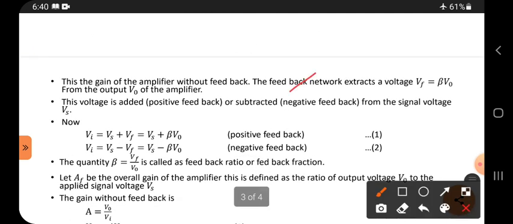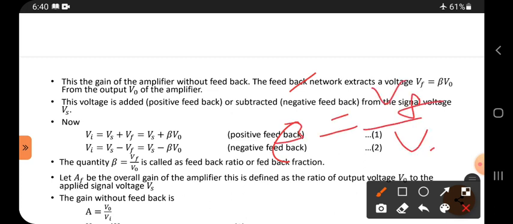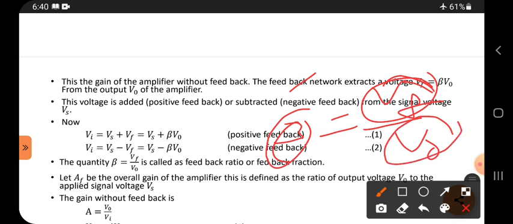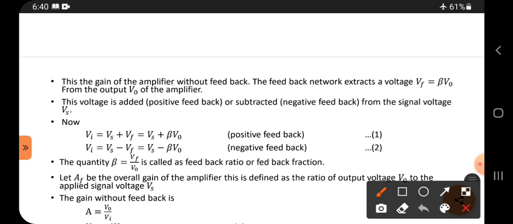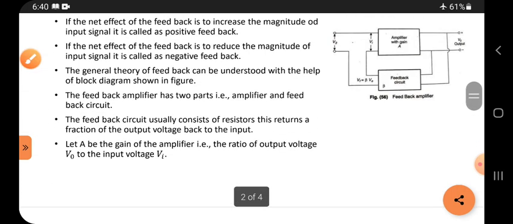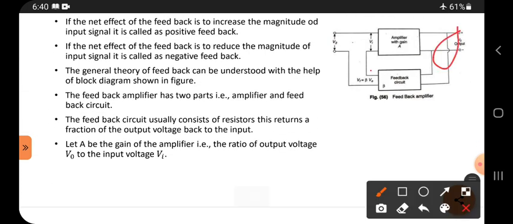The feedback network extracts voltage Vf equals beta V naught. Beta is the feedback ratio, written as Vf by V out. Beta can be defined as the ratio of feedback voltage to output voltage. The feedback network extracts Vf from the output V naught of the amplifier, which is beta times V naught.